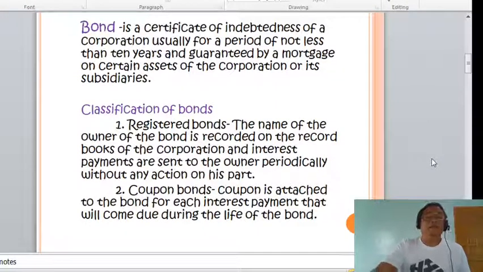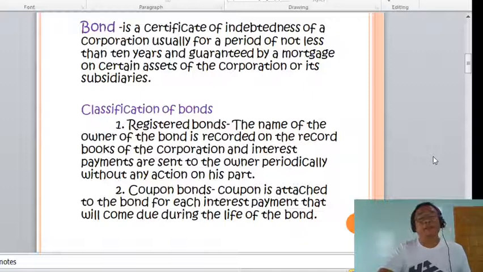A bond is a certificate of indebtedness of a corporation, usually for a period of not less than 10 years and guaranteed by a mortgage on certain assets of the corporation or its subsidiaries. So that is the definition of what a bond is. We also have two classifications of bonds.